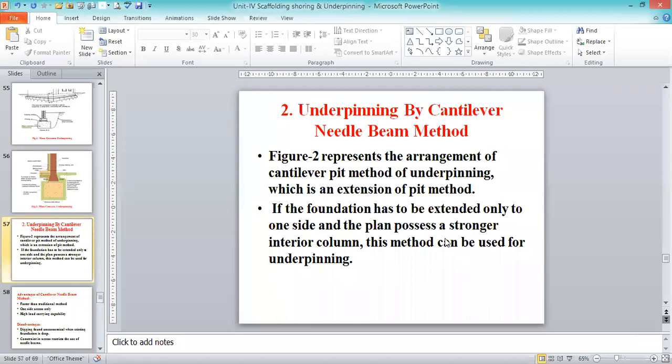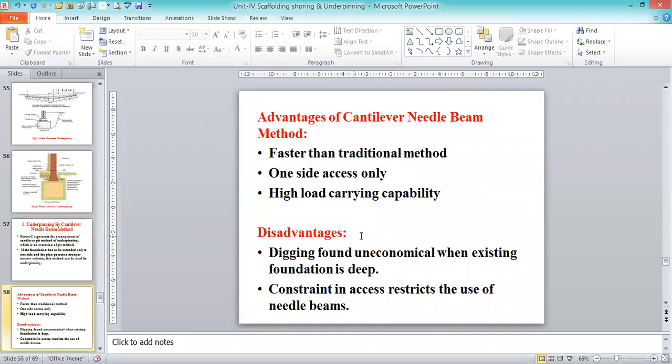So what are the advantages if you go for the cantilever needle beam method? Faster than the traditional method. What we did for the pit method, the pit method for the entire building, consumes more time. One side access only, high load carrying capability.